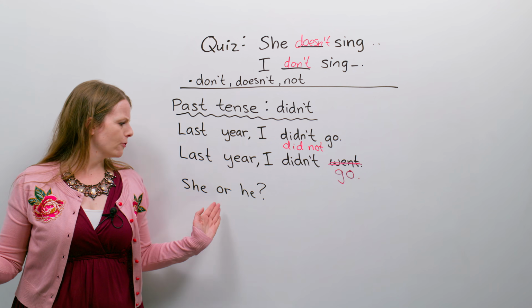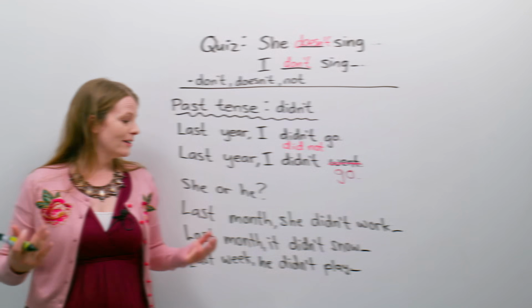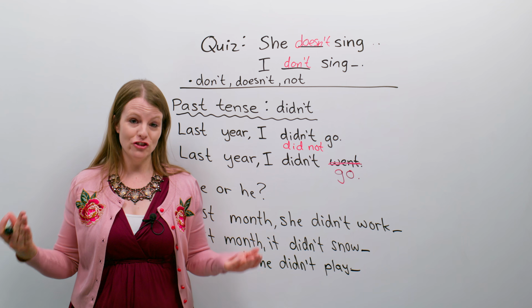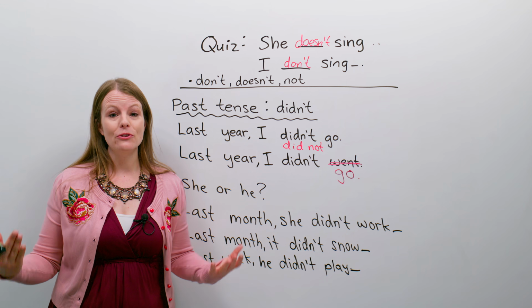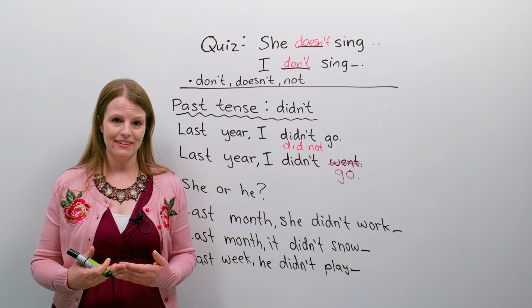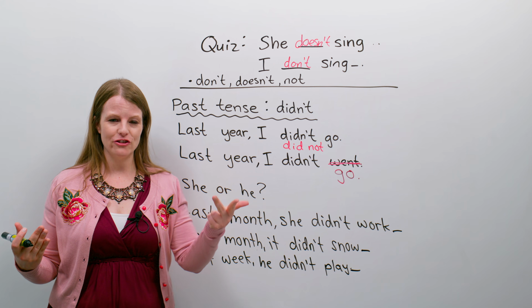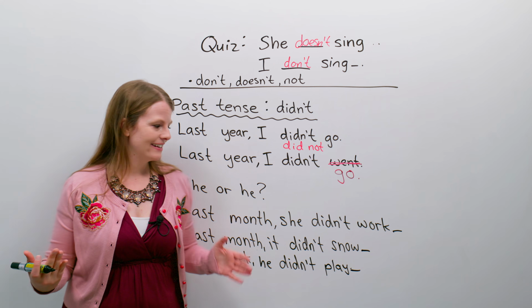What about for she or he? Is it different? Okay, for he and she, we use didn't for the past tense as well. It's the same for it. So it, he, and she, we use didn't.